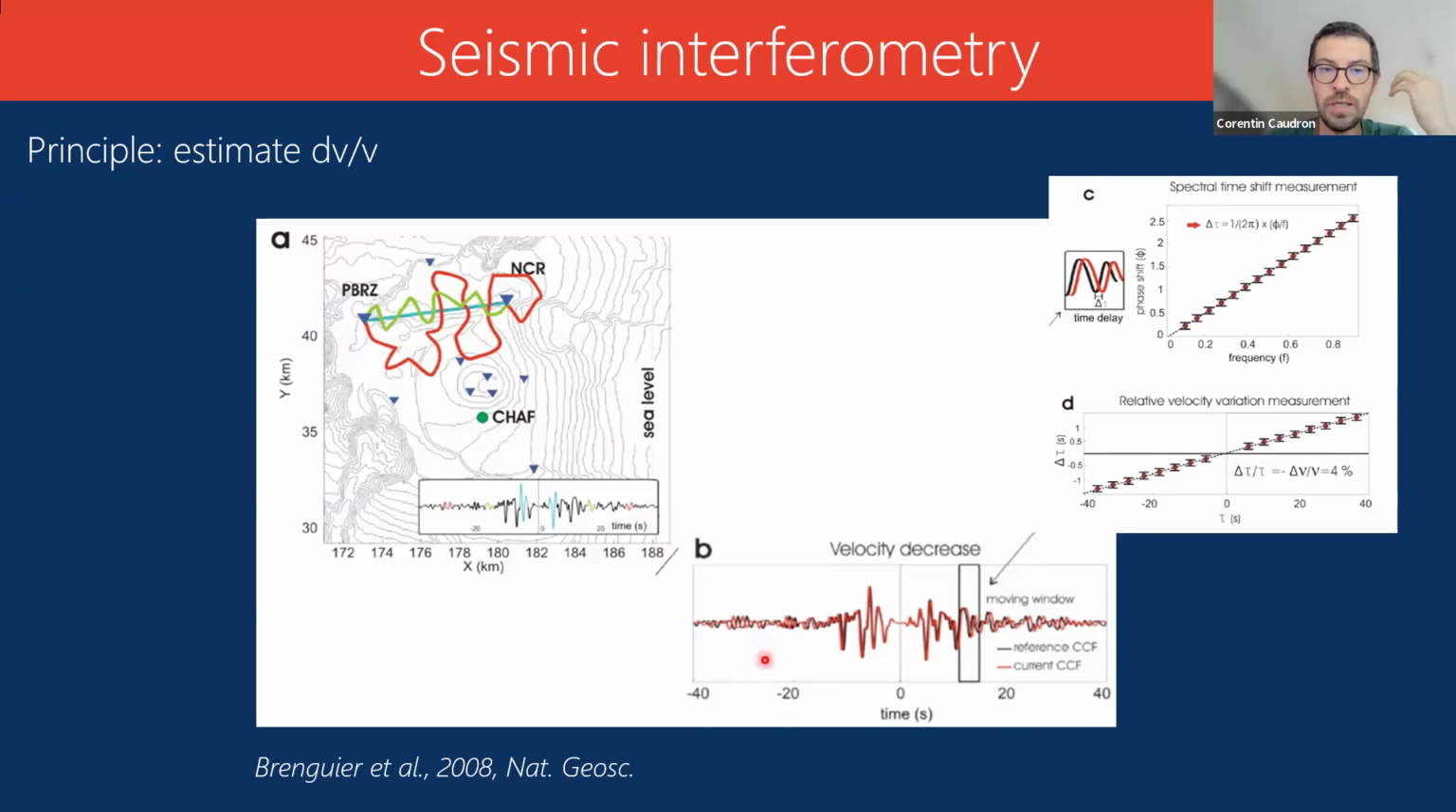It's even more interesting when you start comparing your cross-correlation function, your image of the day, with a reference. For example, if you have 1 year of data, you can stack all this data to construct a reference cross-correlation function. And you will compare the cross-correlation function, the image of today, with this reference.